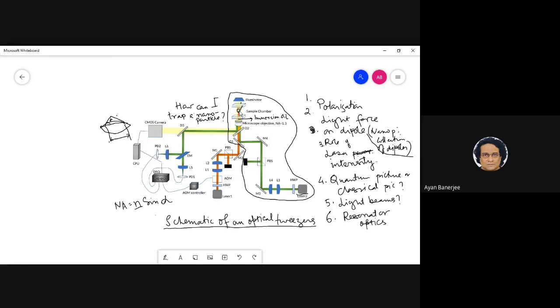Okay, and if the particle is absorptive, then obviously it'll absorb, and its Brownian motion will increase because the temperature will get higher, and so the particle starts diffusing around very fast inside this medium, and because of that it becomes very difficult to trap that particle. It will just jump out of the trap very easily.